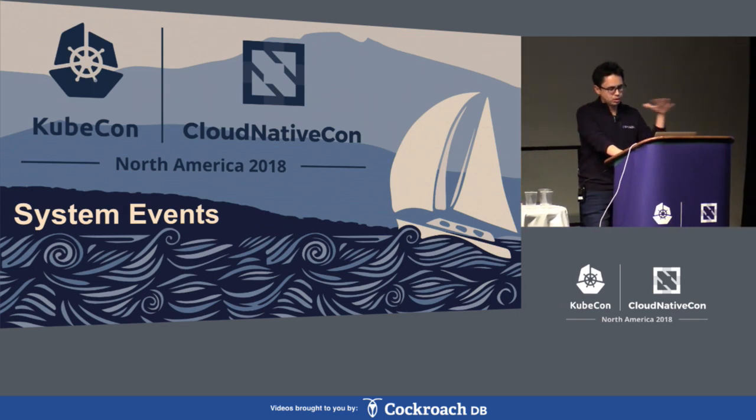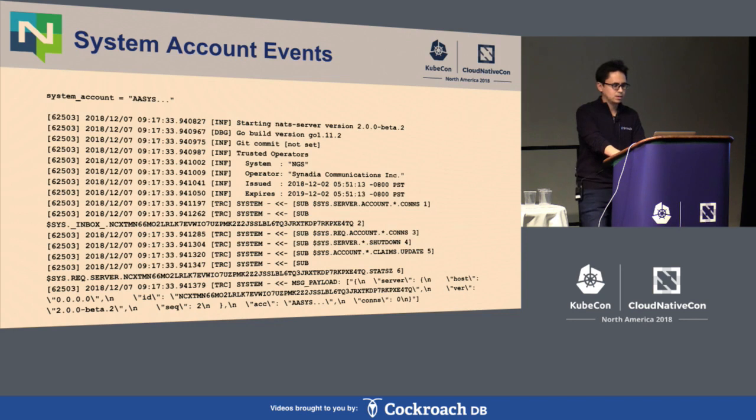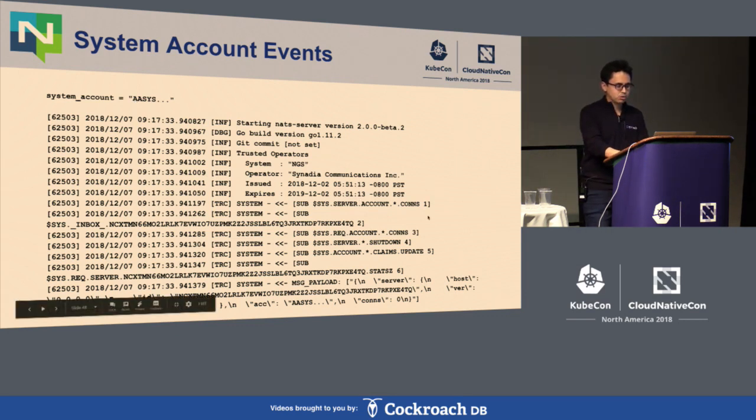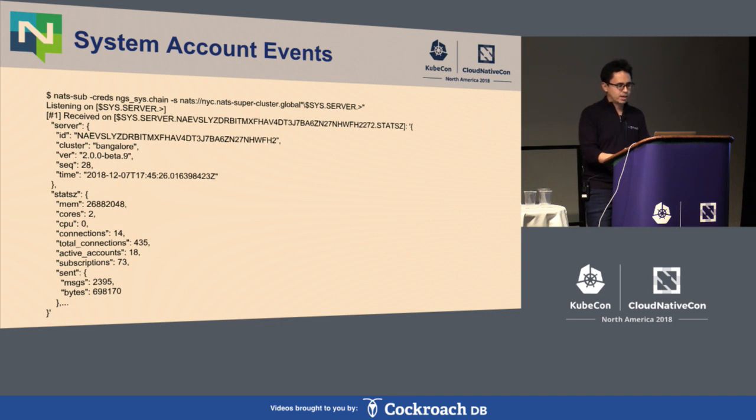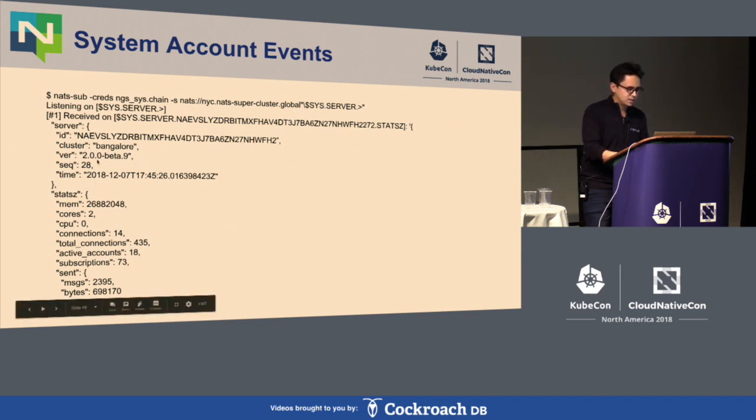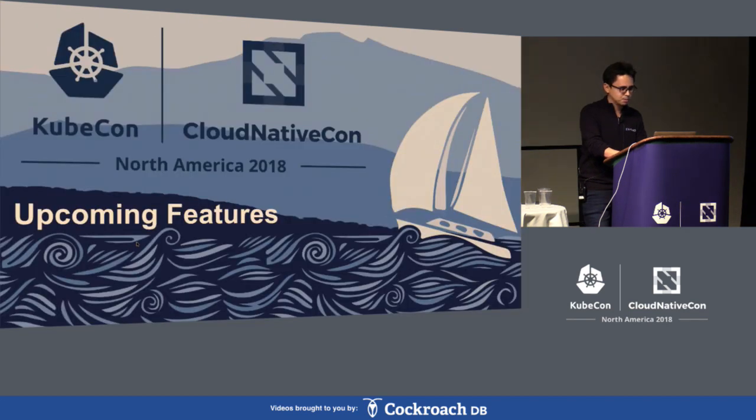Another enhancement building on top of all this technology is the system events. Now the servers have their own account for sending each other events about the system. You can define a system account for the servers, and then you can use that system account to monitor through NATS. So besides the monitoring endpoint, you can also get different events about the system through the SYS account. In this case, we can see that the server in Bangalore has this certain version, is using this amount of memory, and so far has 400 connections connected to it.